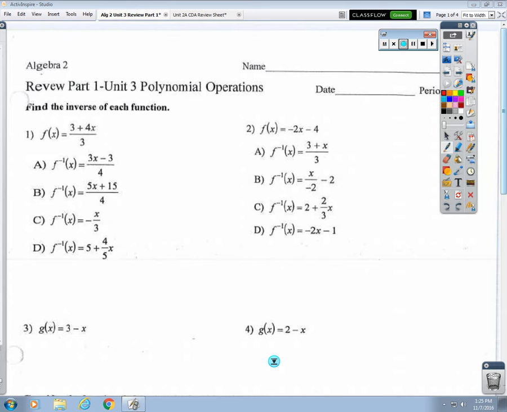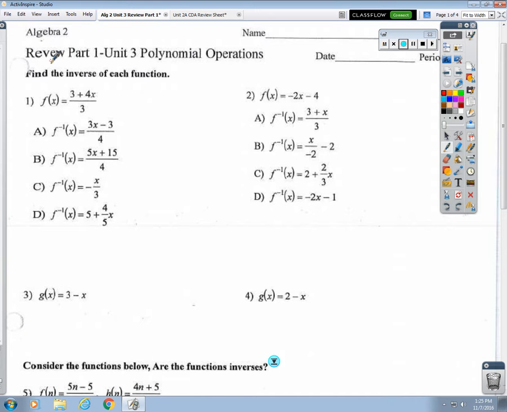Okay, number one, the directions say find the inverse of each function. So here's our original function. They want us to find the inverse. Which one of these are the inverse? Okay, well, who remembers the steps to finding the inverse? Switch the x and the y.